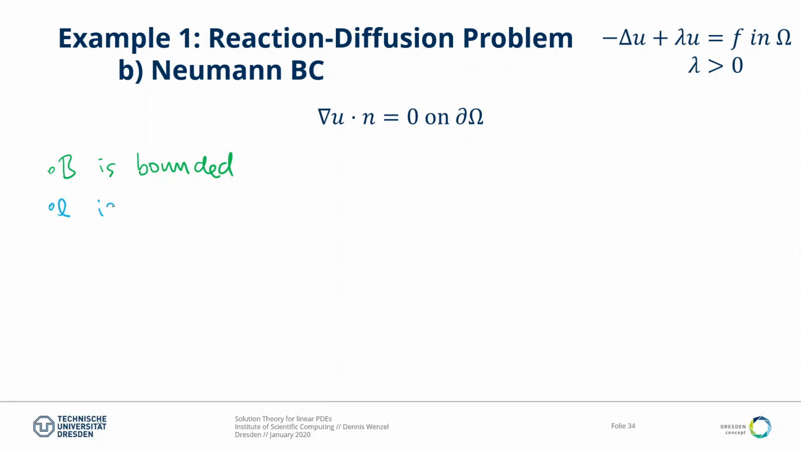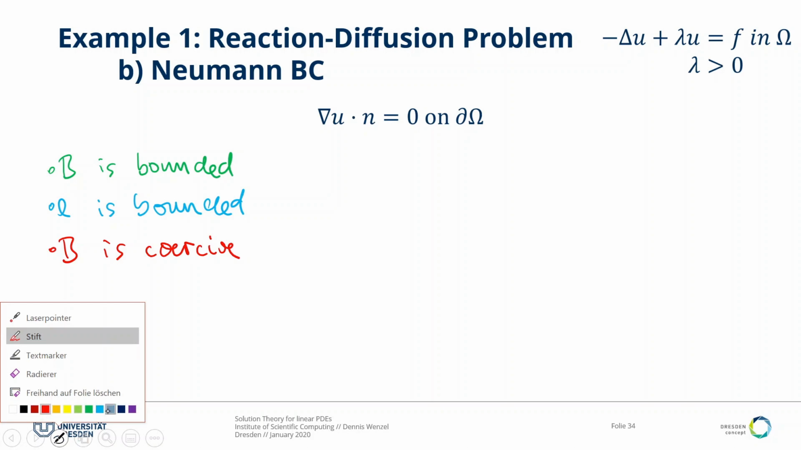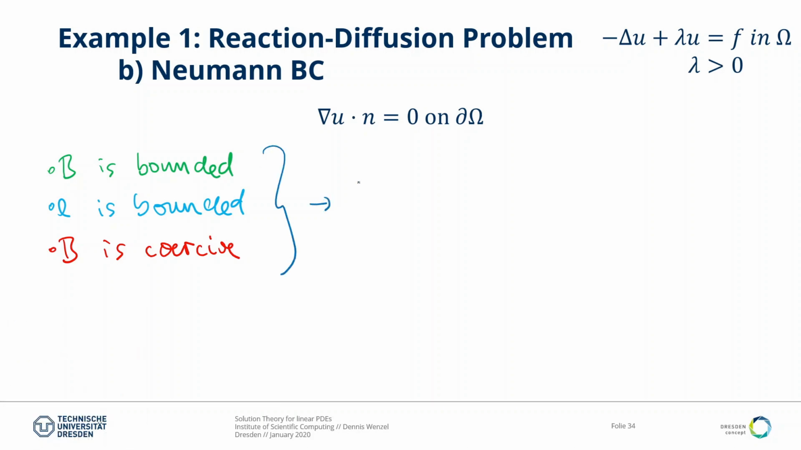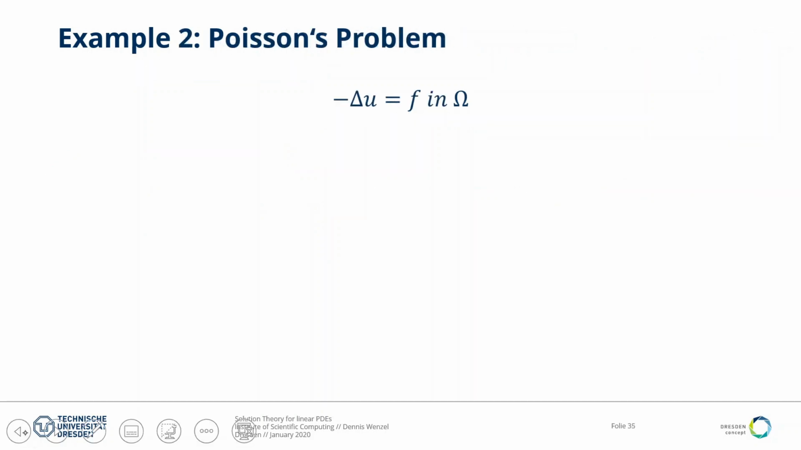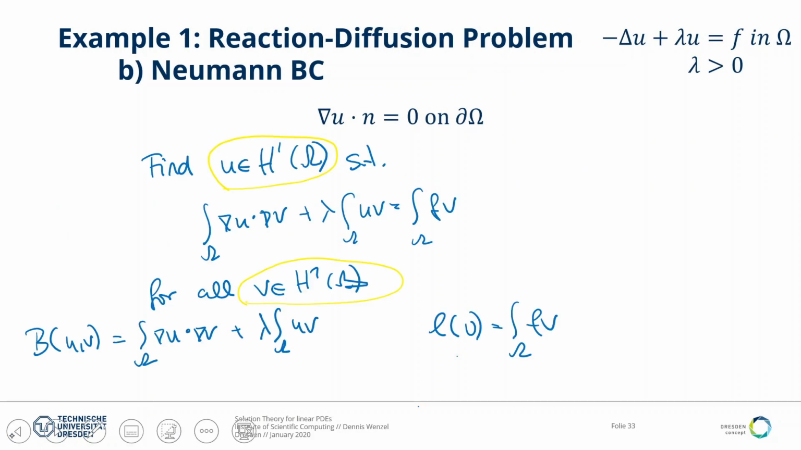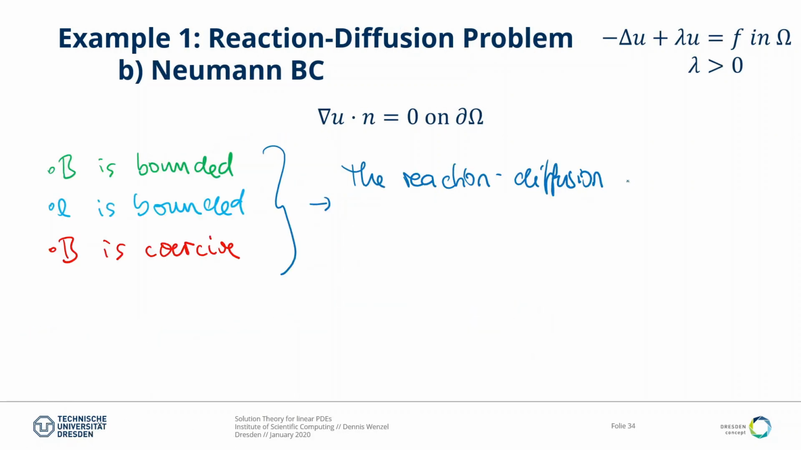L is bounded. And also the problematic property, B is coercive. It's not problematic here. So in total, you can put all these properties together and say that the reaction diffusion problem with homogeneous Neumann boundary conditions has a unique solution.